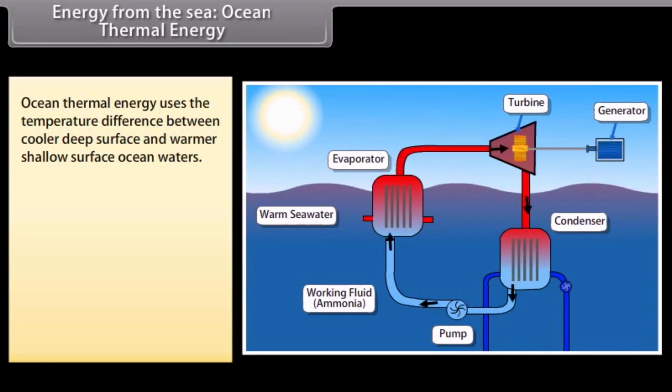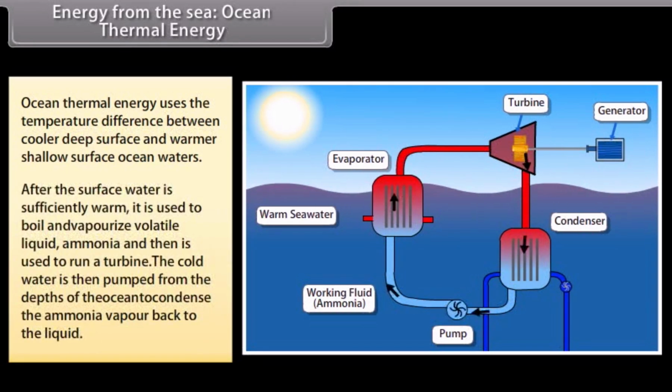Energy from the sea, ocean thermal energy. Ocean thermal energy uses the temperature difference between cooler deep ocean waters and warmer shallow surface waters to run a heat engine and produce a useful form of energy, mainly electricity. The heat engine gives greater efficiency and power when it is run with a large temperature difference. In the oceans, the temperature difference between surface and deep water is greater in the tropical areas, and in other areas it is a modest 20 to 25 degrees Celsius.